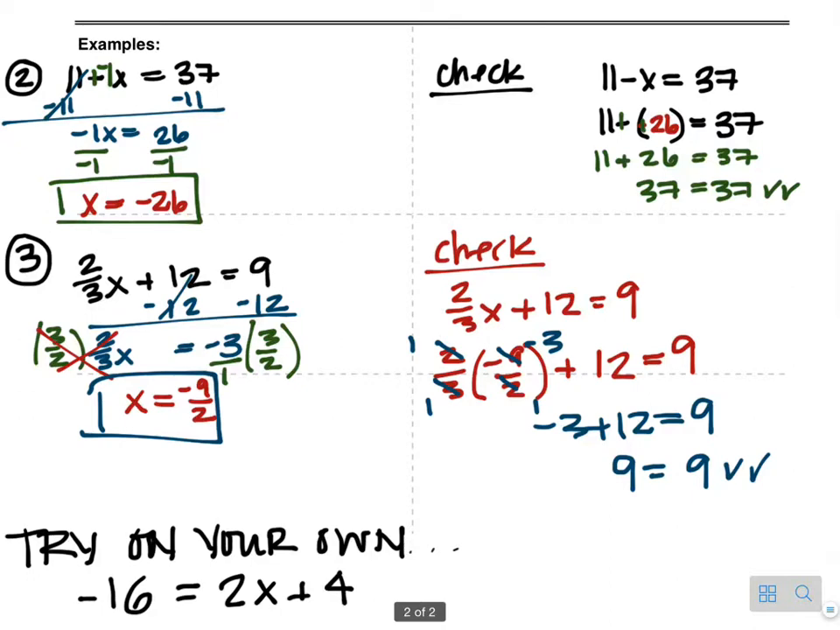And if you don't like having the x on the right-hand side of the equal sign, this is the same thing as saying 2x plus 4 is equal to negative 16. You can rewrite them as long as they are the exact same pieces flip-flopped around.